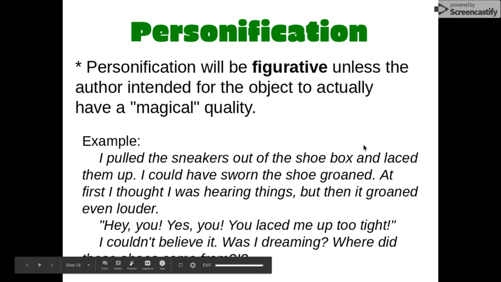Okay, here's another example where the author intended for the object to actually have a magical quality and to interpret it literally. I pulled the sneakers out of the shoebox and laced them up. I could have sworn the shoe groaned. At first, I thought I was hearing things, but then it groaned even louder. "Hey, you! Yes, you! You laced me up too tight!" I couldn't believe it. Was I dreaming? Okay. So there, the author actually intends for you to interpret it literally that these shoes are actually talking. Okay. So usually personification will be figurative or creative, but sometimes authors will actually give objects a magical human quality.